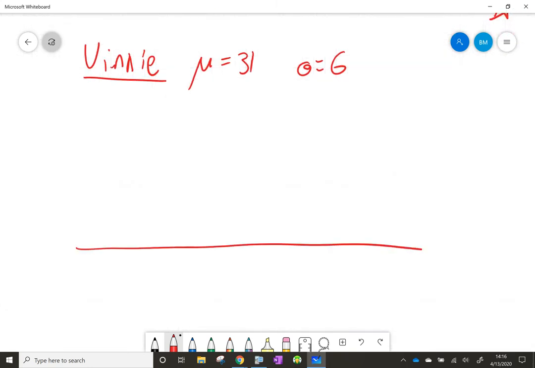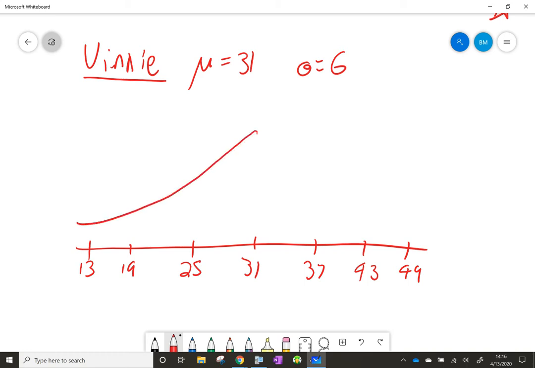So his graph would look like this. He'd have 31 in the middle, and then a standard deviation of 6. So it'd be 37. Add another 6 would be 43. Add another 6 would be 49. Now the standard deviation below this would be 25. If you subtract the 6, 19, and 13. So his graph would look something kind of like this.